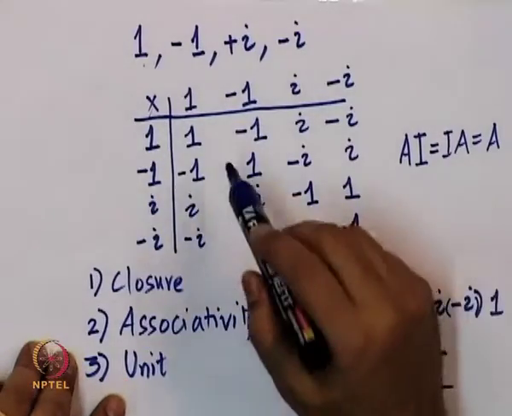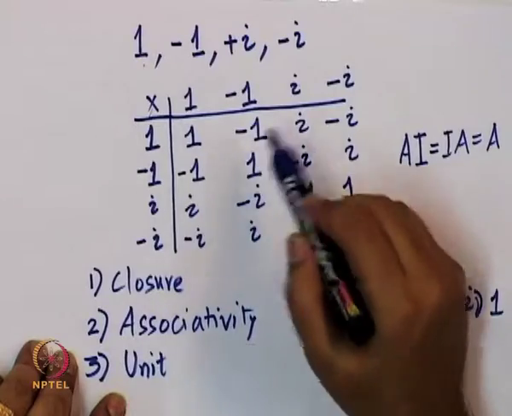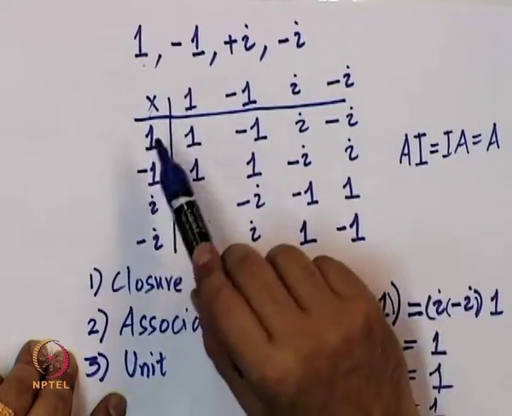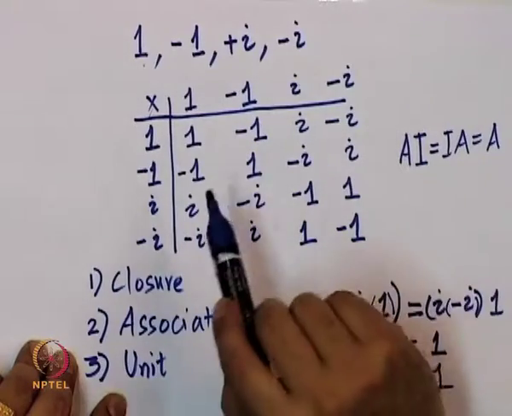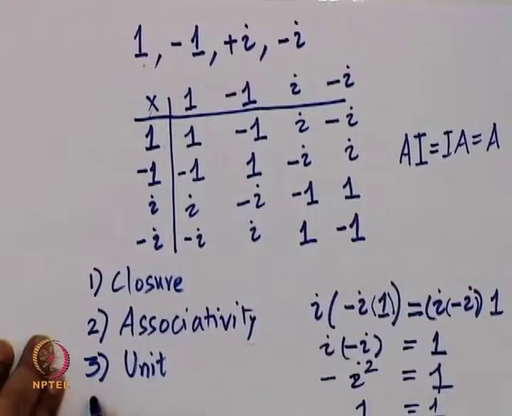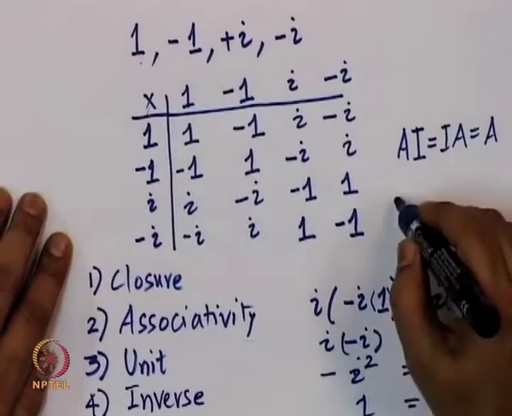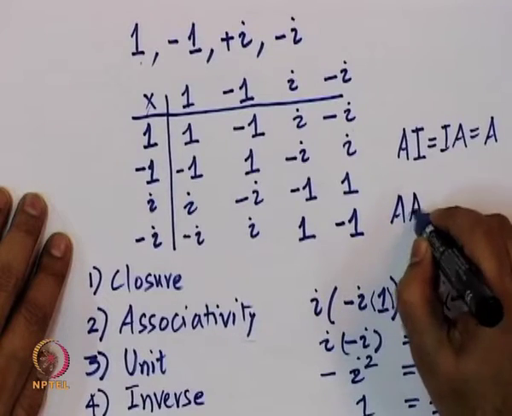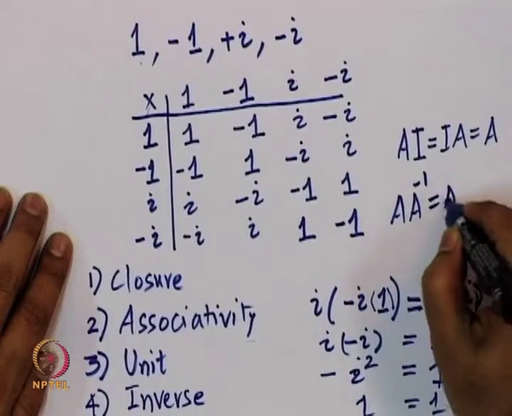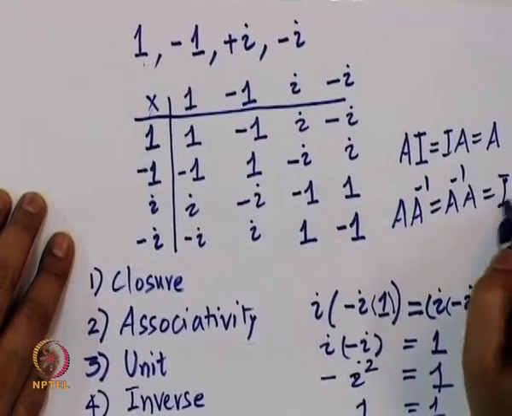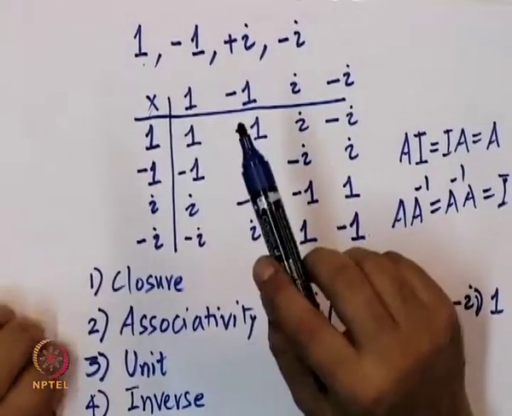So, there exists an element which is known as the unit element, which if you left multiply or right multiply, it gives you the same element. So, this is known as unit, and then there is an element which is known as the inverse. So, the inverse for any element A has the property that A times A inverse or A inverse times A will give me I, the unit element, because in this case the unit element is 1.